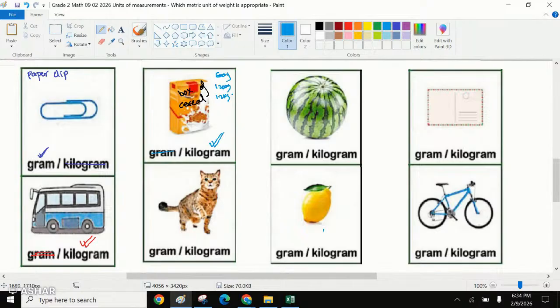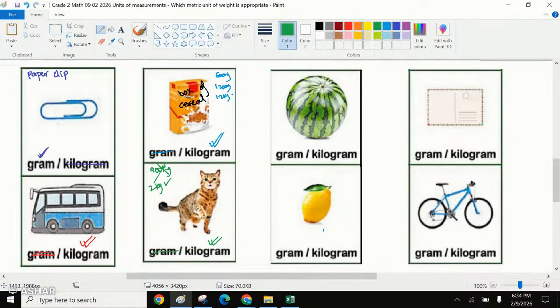A cat would be, a kitten was in grams, the cat can be in kilograms, but smaller values of kilogram. We cannot say 900 kilograms, right? That's perfect. But we can say 2 kilograms, right? That's a smaller value. What about the watermelon?